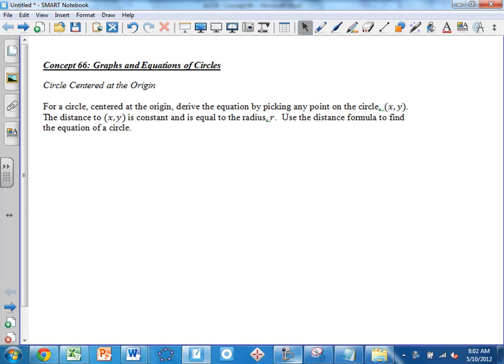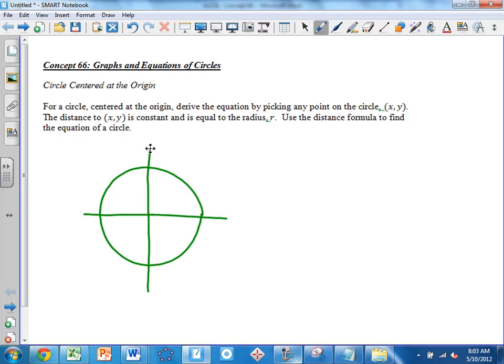So the problem here we're going to be looking at is to first come up with where the equation of a circle comes from. And that's what we're going to start with. We're going to look and derive the actual equation of a circle. So to do that, let's start by simply drawing a circle centered at the origin. And you're just sketching right now. So starting with a circle centered at the origin.